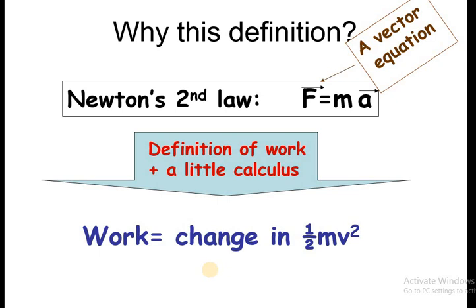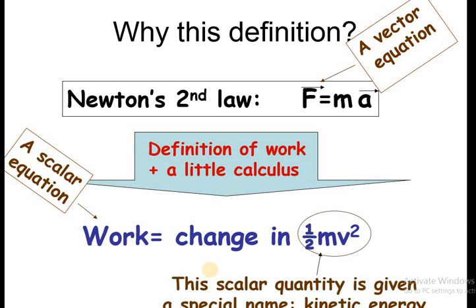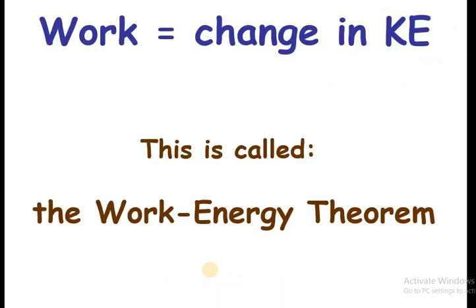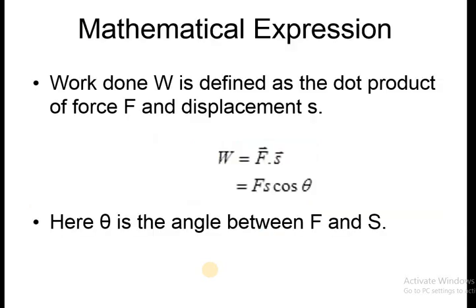So directly I have written here that the work done is given by the change in kinetic energy. So you have learned a new concept. It is called the work energy theorem. This is known as the work energy theorem. Now come to the next part, that is the mathematical expression of work.